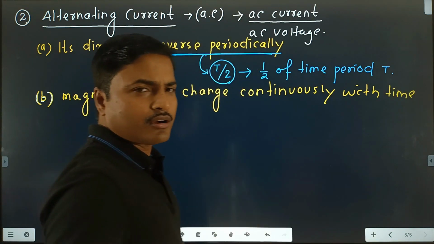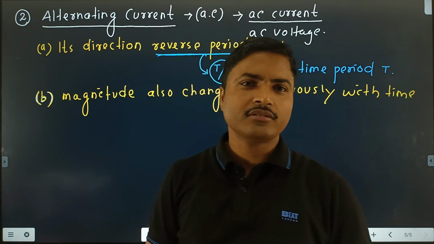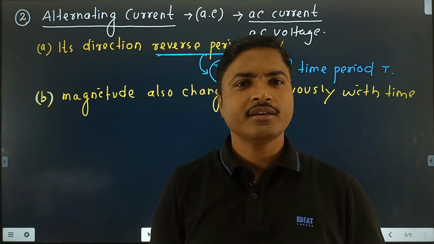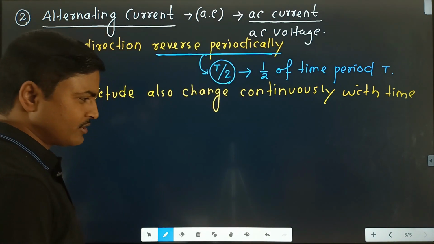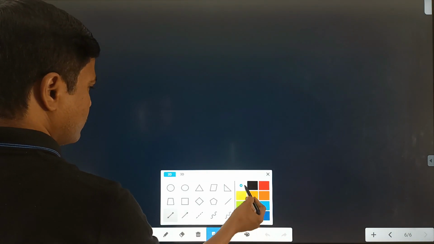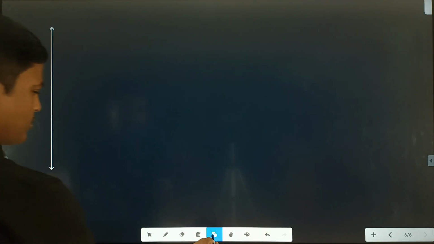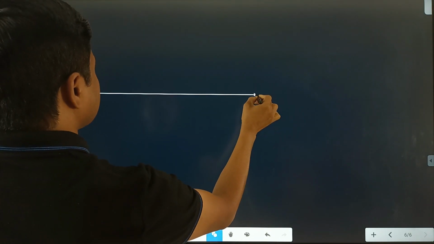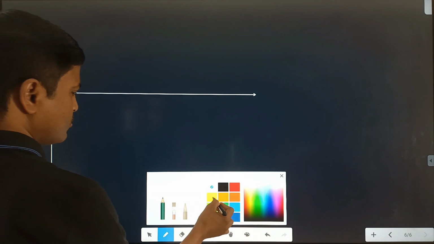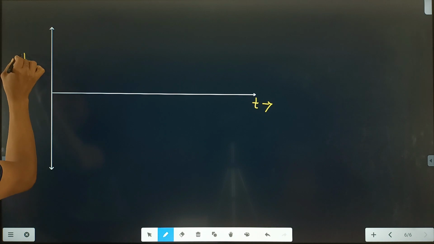If the magnitude of the current continuously changes with time and its direction reverses periodically, then this type of current is known as alternating current. And we draw the graph of the alternating current. This one is your y axis, or the current axis. We take another axis, this one is the x axis, or the time axis. We write that this is the time axis, and this is the current axis.